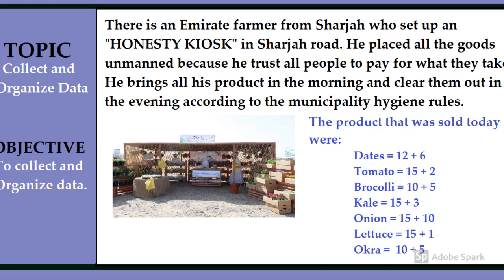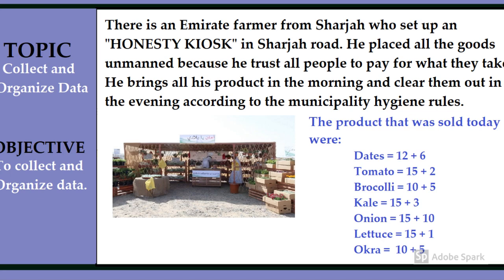Let us try to give an example for the products that were sold today. For example, dates 12 plus 6, tomato 15 plus 2, broccoli 10 plus 5, kale 15 plus 3, onion 15 plus 10, lettuce 15 plus 1, and okra or ladyfinger which is 10 plus 5.